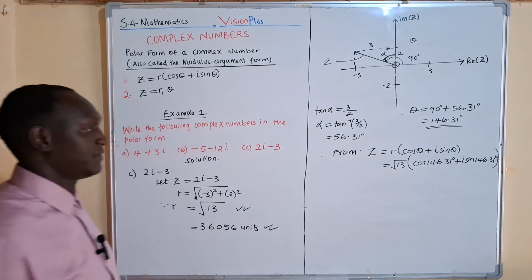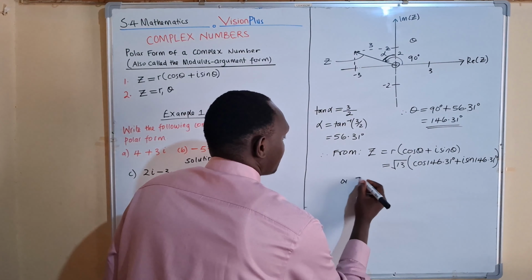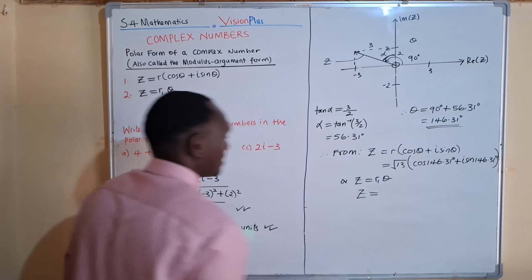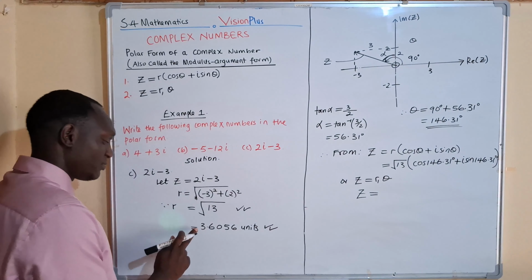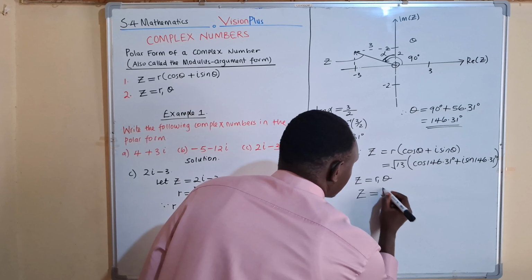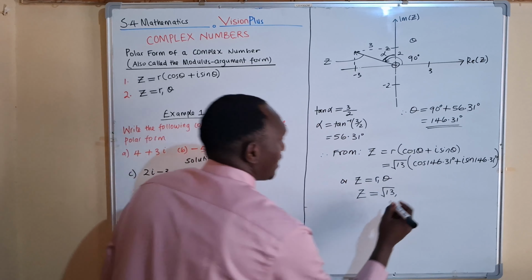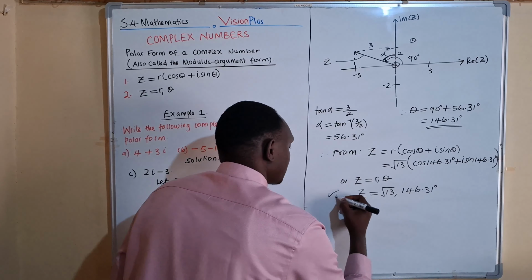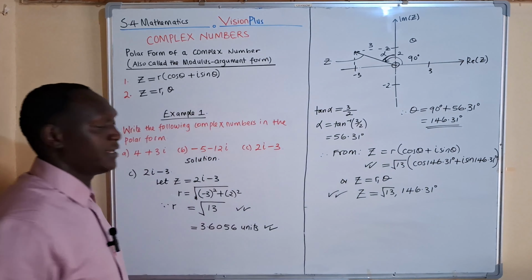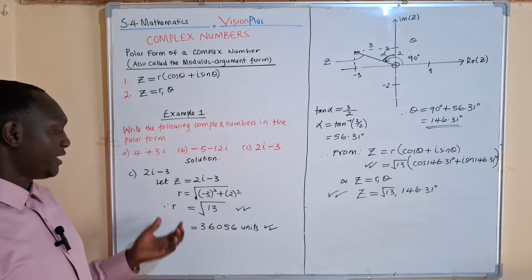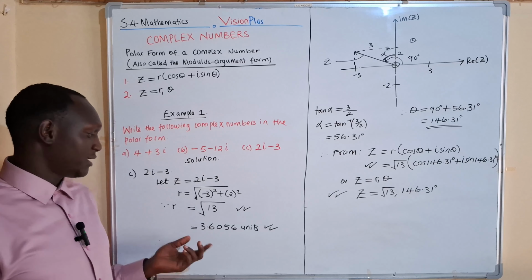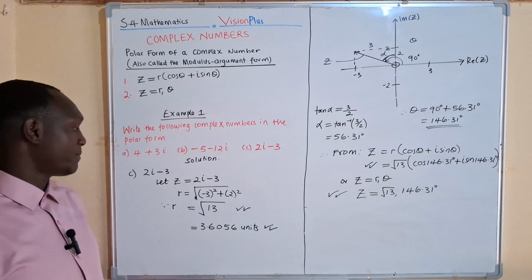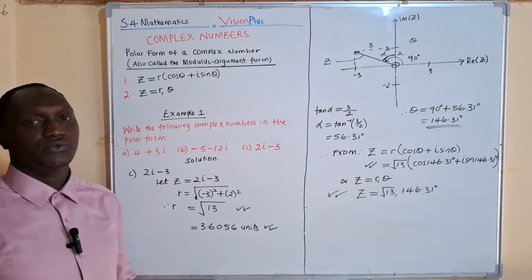That is the answer. Or if you want to write in the other form of z equals r, comma, theta, that means here now z becomes, what is r? R you can choose either root 13 or a decimal point. But let me choose root of 13, then you put comma. What is the angle? 146.31 degrees. So this answer is correct, and this answer is also correct, depending on which one you want to use. Even you can use 3.6056 as the value of r. So this is the solution to part C, and this is the overall solution to example 1.